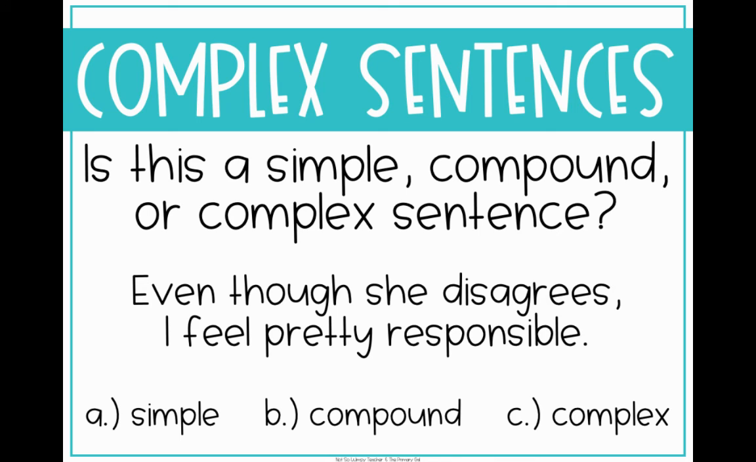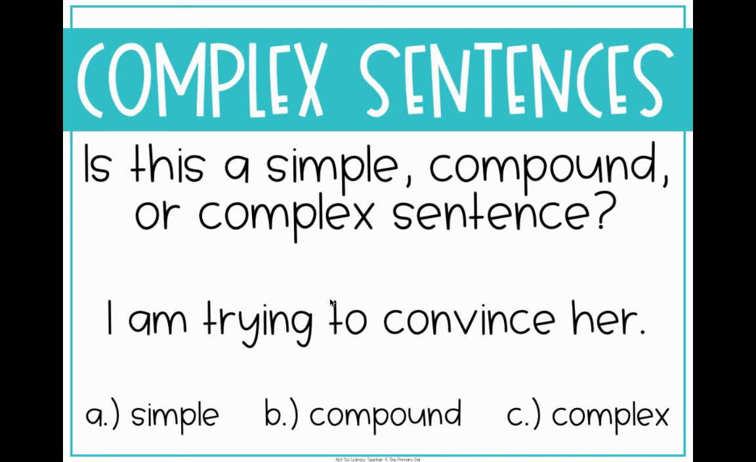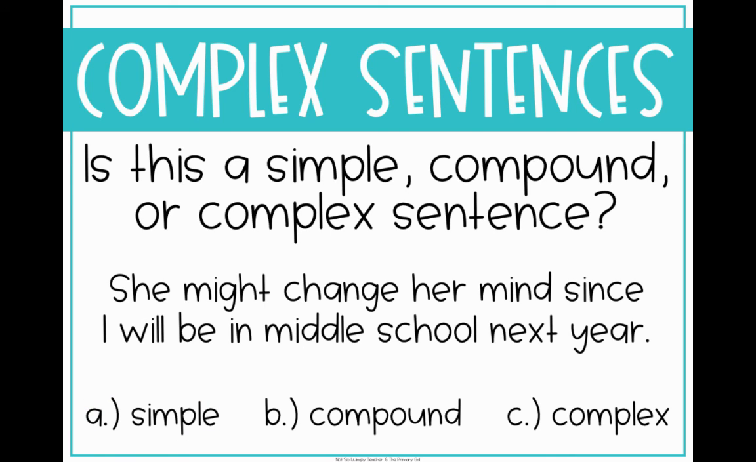Even though she disagrees, I feel pretty responsible. This is an example of a complex sentence. It has that subordinating conjunction, even though. I am trying to convince her. This is an example of a simple sentence. She might change her mind since I will be in middle school next year. This is an example of a complex sentence because it has the subordinating conjunction since.